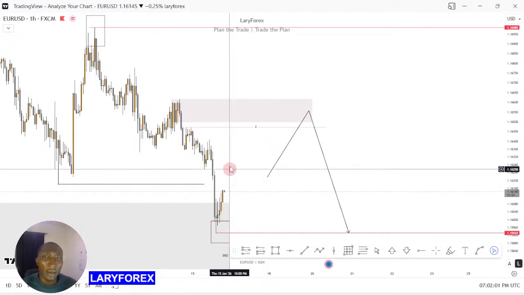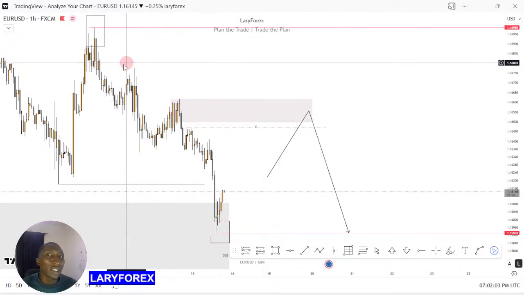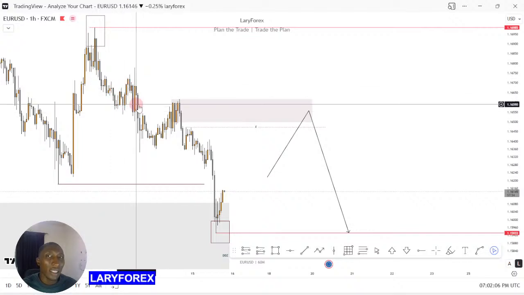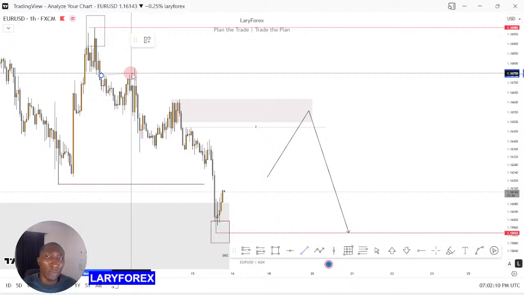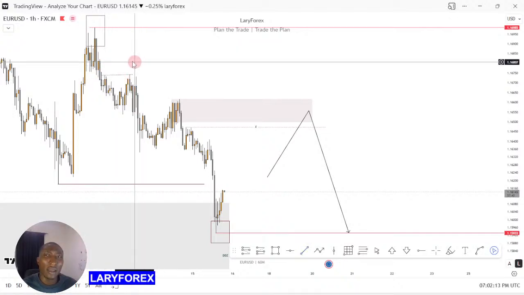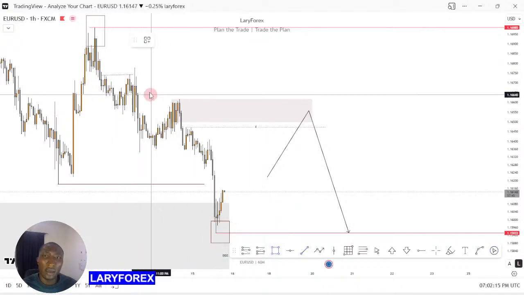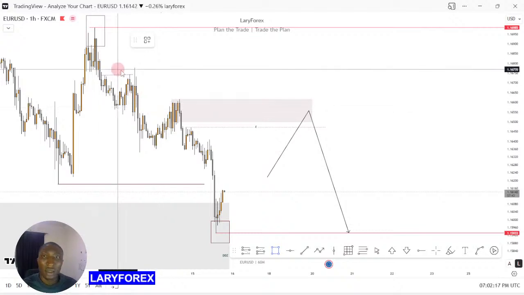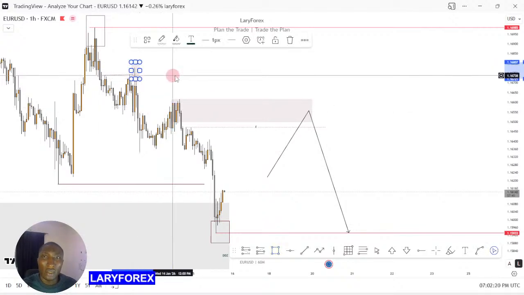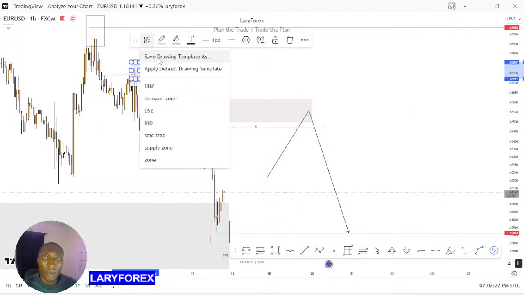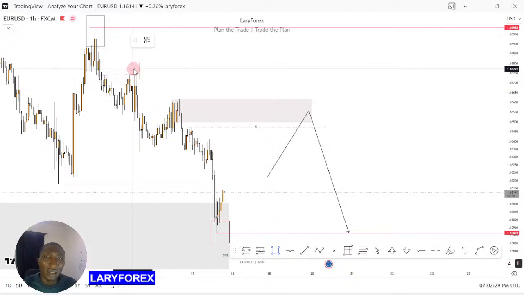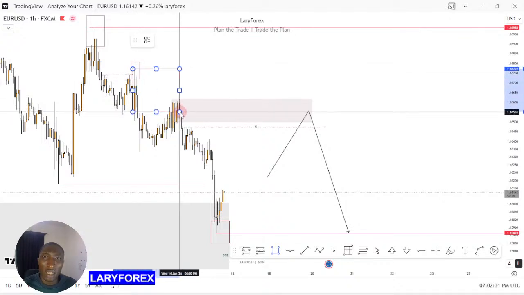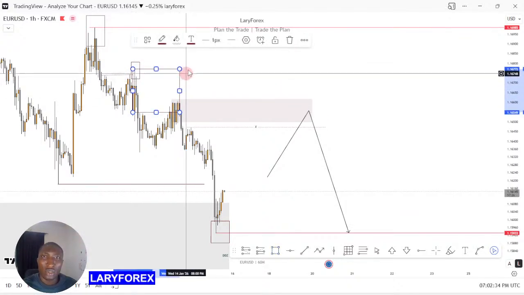So this supply here is actually a mitigation for a supply. Why did I say it's a mitigation for a supply? If you look at this zone here, you will see a double top, a relatively equal high, then a run of liquidity here. We have covered liquidity, right? A run of liquidity at this point, and then a drop. Now price came back to mitigate this candle that grabbed that liquidity. Do you understand?